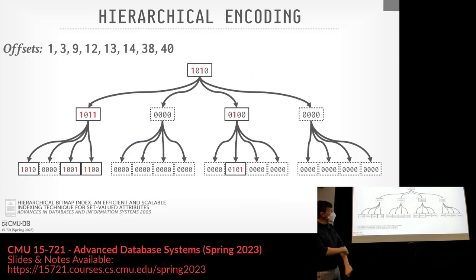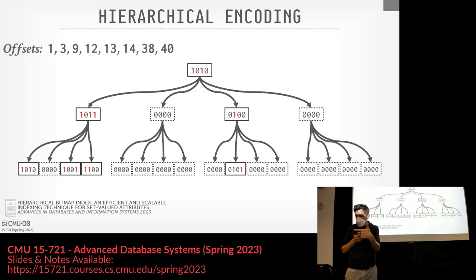All right, so hierarchical coding, the idea is that we're going to have a tree structure. We're going to organize the bitmap as a tree structure where at each node there's going to be a bitmap itself. And that's going to tell you whether the child represented by the position at that node is going to have a one below it in the subtree. So in this case, every node is going to have four bits in its internal bitmap, and then every node is going to have four children.